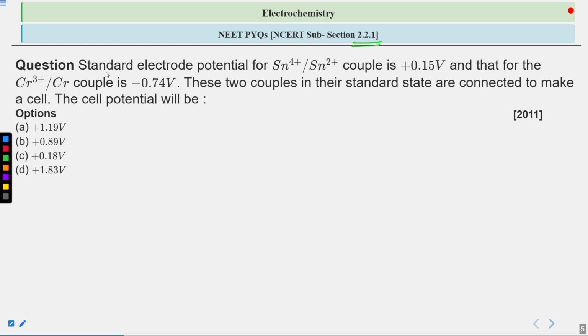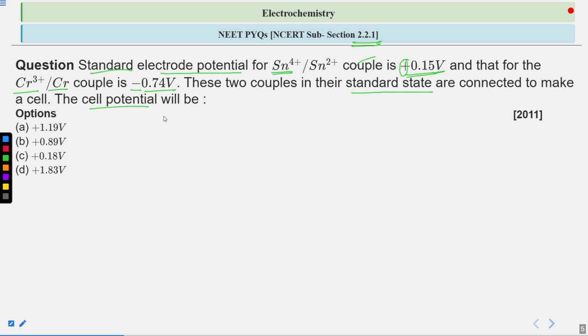The question is asking that the standard electrode potential for the Sn4+ to Sn2+ couple is 0.15 volt, which is positive. So the standard electrode potential for this couple is 0.15 volt, and that for the Cr3+ to Cr couple is minus 0.74 volt. These two couples in their standard state are connected to make a cell. Cell potential will be? Try to understand the question first of all.